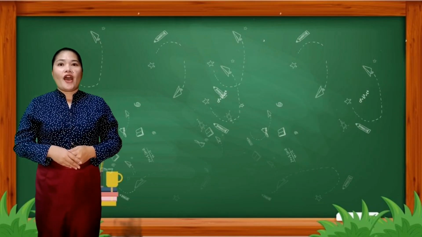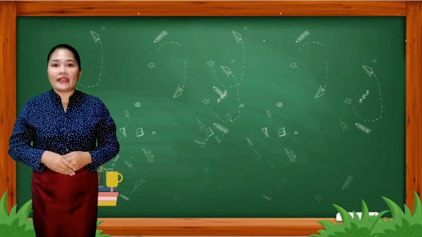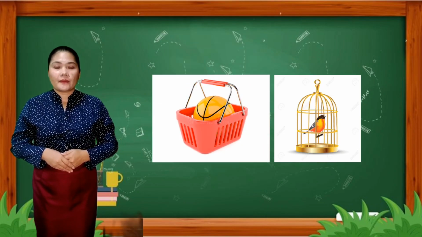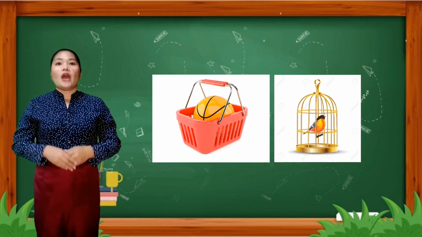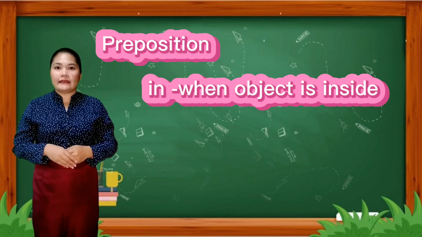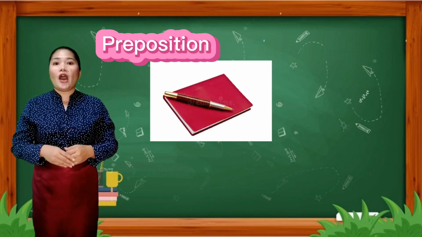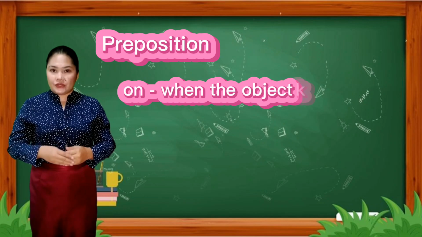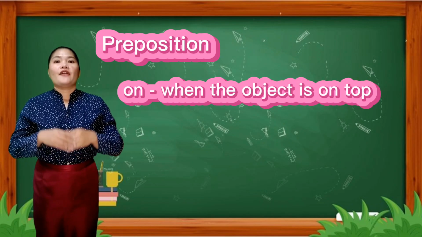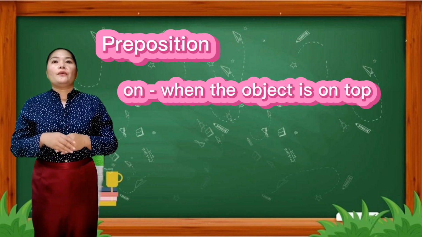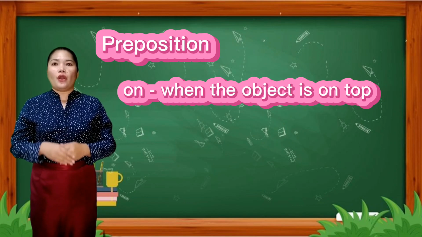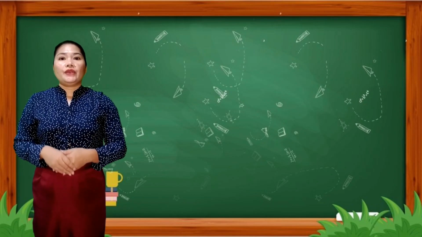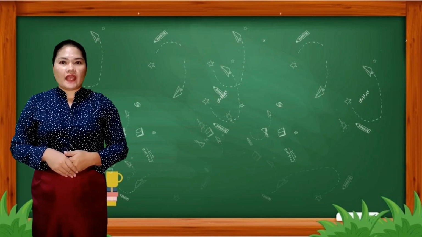Again, when the object is inside, what preposition is used? Very good. We use preposition in. And when the object is on top, what preposition is used? Very good. We use preposition on. I guess you already know our lesson today.